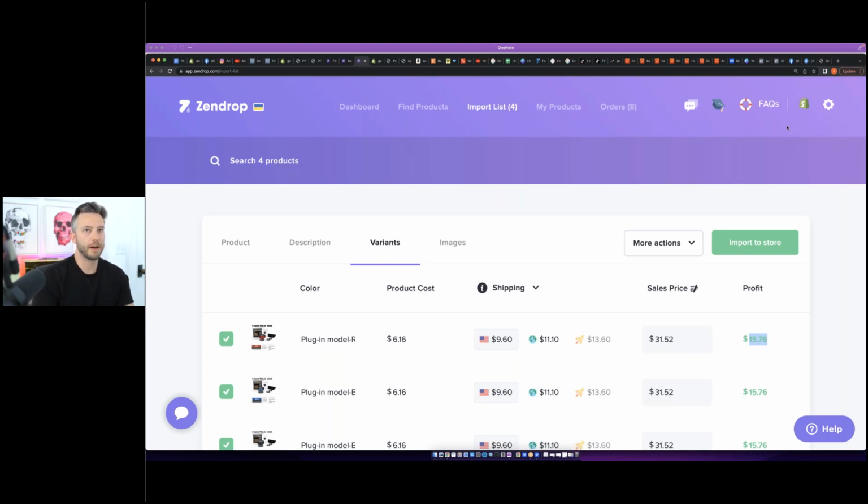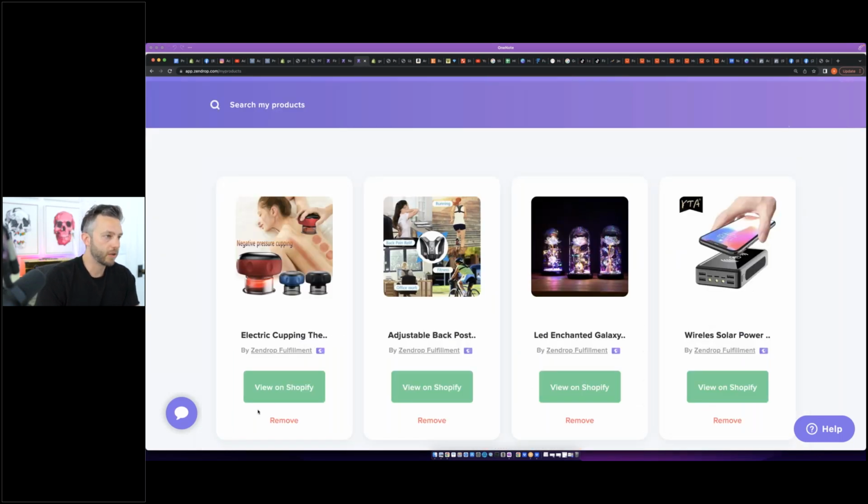So you could see here on the left-hand side, it's on our store. I could go view it on Shopify. Let's check it out real quick. It's that simple.